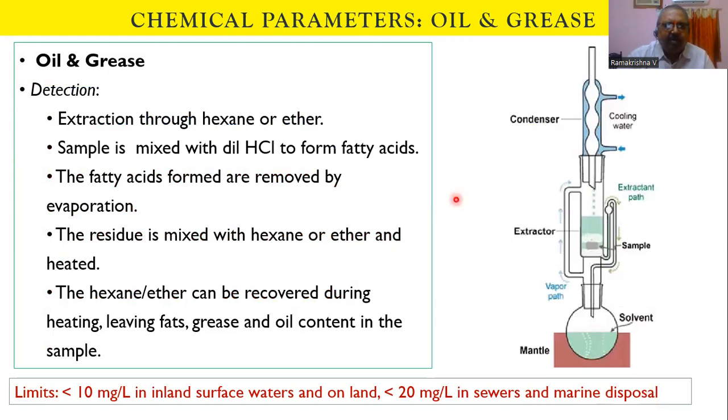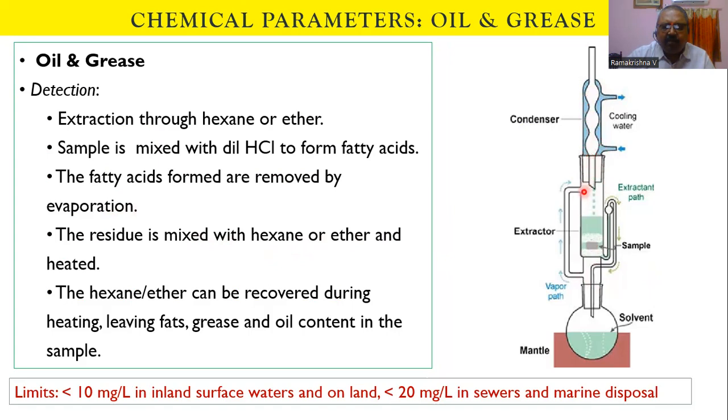So now what you are doing is this is extracted through hexane or ether. The sample is mixed here with dilute HCl to form fatty acids. First of all, the fatty acids are formed, which are removed by evaporation. In this evaporation process, we mix with the hexane or ether and heat. So when you are heating the sample, the vapors will go up, and at the top you have indirect cooling in the condenser.